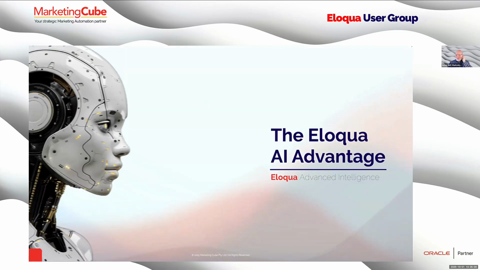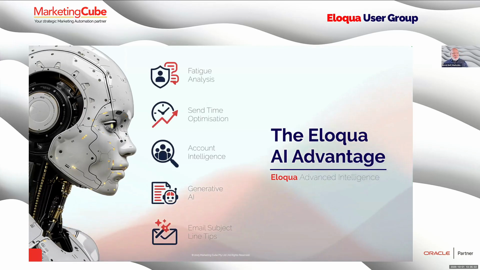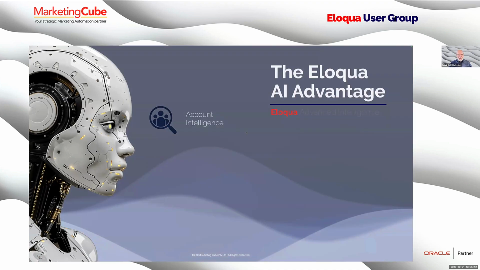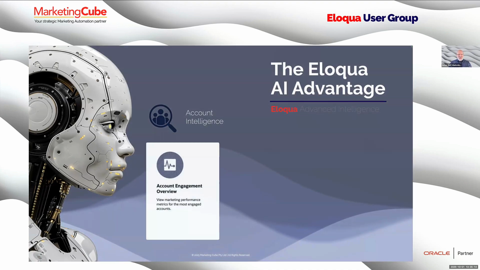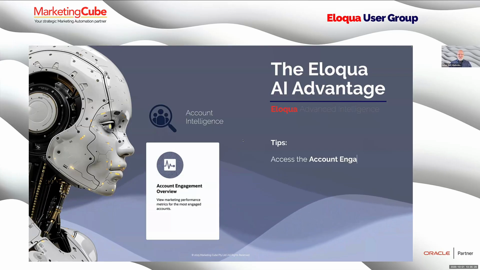So let's have a look at the Eloqua AI Advantage, our little segment that we wanted to add each month. Over the coming months, we're just going to explore each of those different areas. And when we get to the end of that list, I'm sure there'll be other things that we can look at as well. So we've touched on a little bit of this today already, but just wanted to recap for you. The account engagement overview is in fact a dashboard. And from that dashboard, you will see a whole range of information. So what can you see?